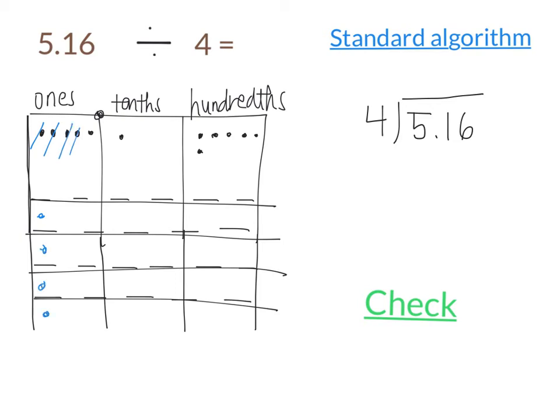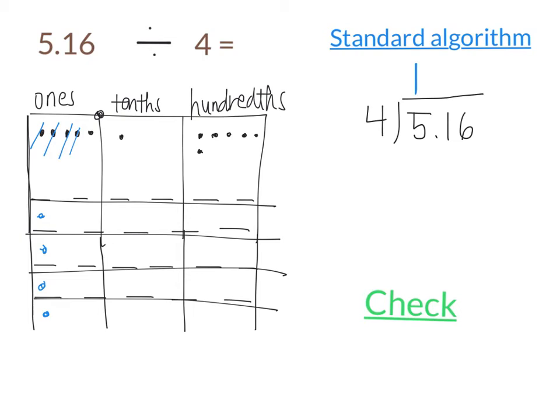Okay. How many ones do we have left? 1. Is there enough to give 1 to each group? No. Okay, so we've got to stop there for now. Once we shared 1 to each group, how many ones are in each group? 1. So let's write a 1 above the 5 in the ones place.